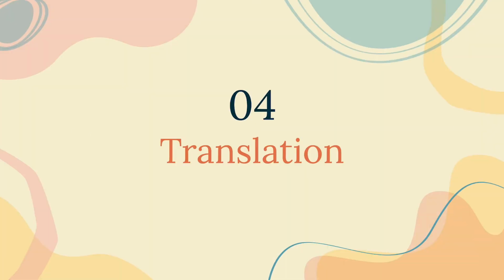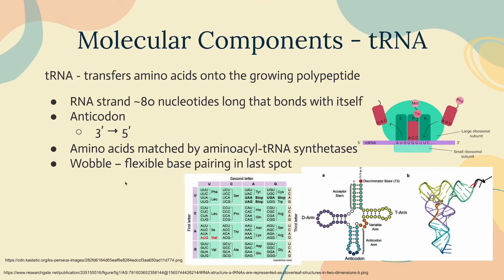And next up is translation. We'll talk about the molecular components again, and for this slide, we'll focus on tRNA. tRNA transfers amino acids onto the growing polypeptide. It is actually an RNA strand about 80 nucleotides long that bonds with itself. This is the RNA, and it looks like this in a 2D shape, but in a 3D shape, it looks more like that.